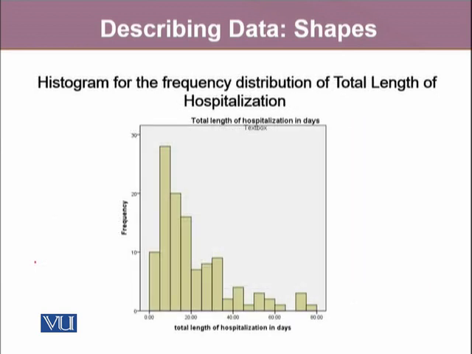In this histogram, for the frequency distribution of total length of hospitalization, we can see that we got this frequency right here, and a lot of observations are on the extreme right, which makes this shape a bit unbalanced, unlike the one we just observed in the previous slide.